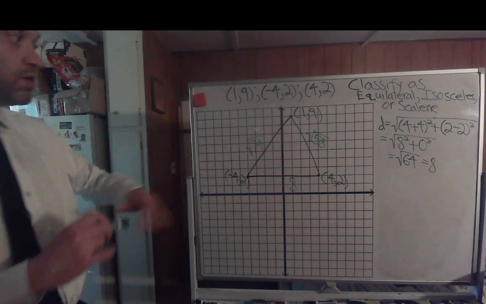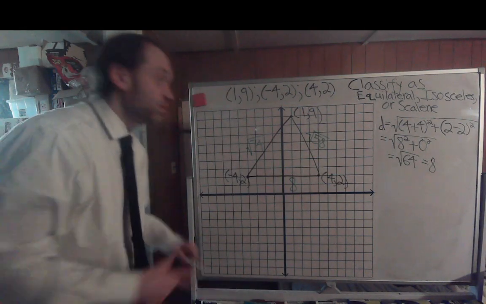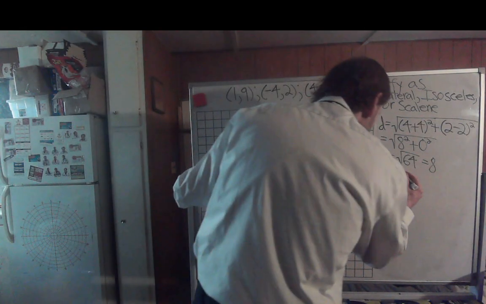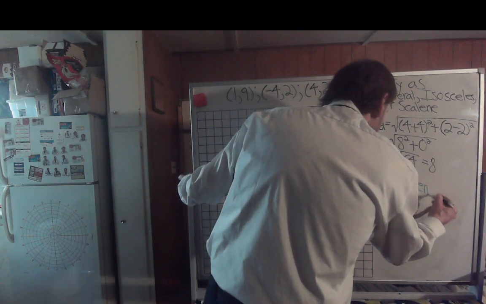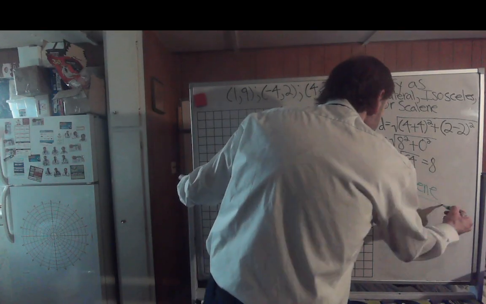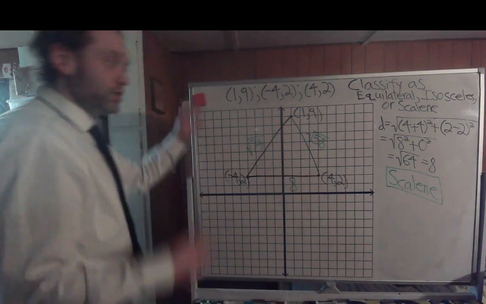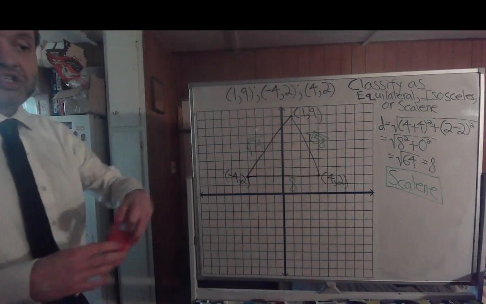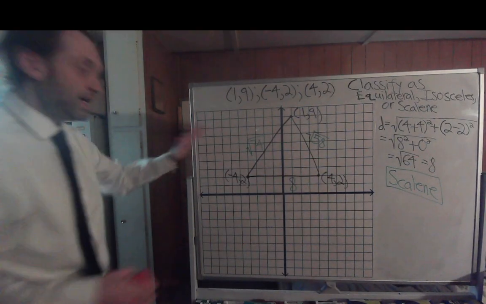So notice all three of these sides have different lengths. None of them are equal. So what does that mean? We actually have a scalene triangle. So this particular triangle is scalene because none of the three sides are equal to each other. So that's how you can use coordinate geometry to find the lengths of sides of triangles and classify them.